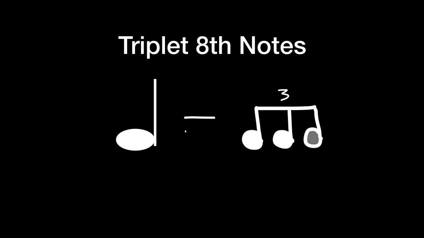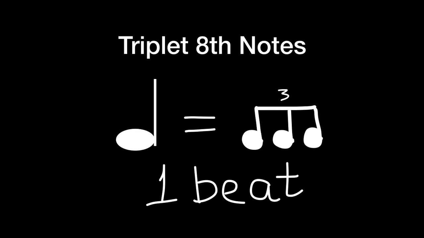Triplet eighth notes. Triplet eighth notes are the most common type of triplet note you will see. One quarter note is equal to 3 triplet eighth notes. So a triplet note is equal to 1/3 of a beat. Triplet eighth notes look like this. There will be a small 3 under or over the triplet most of the time.